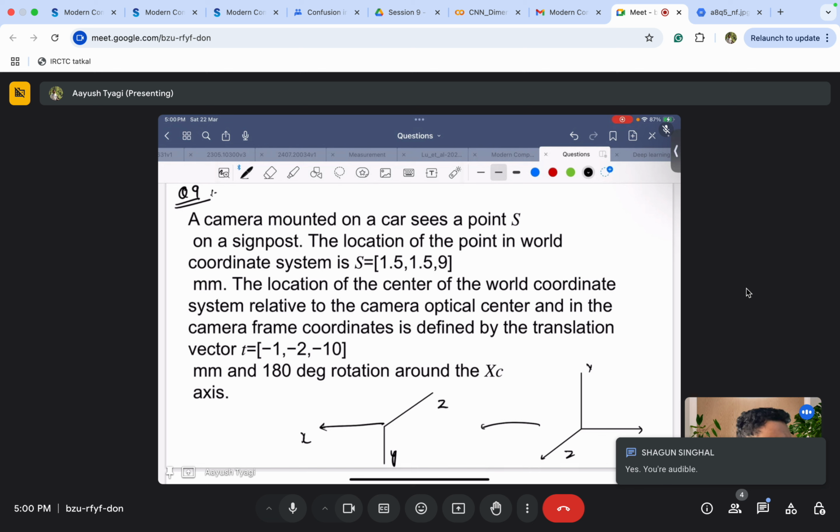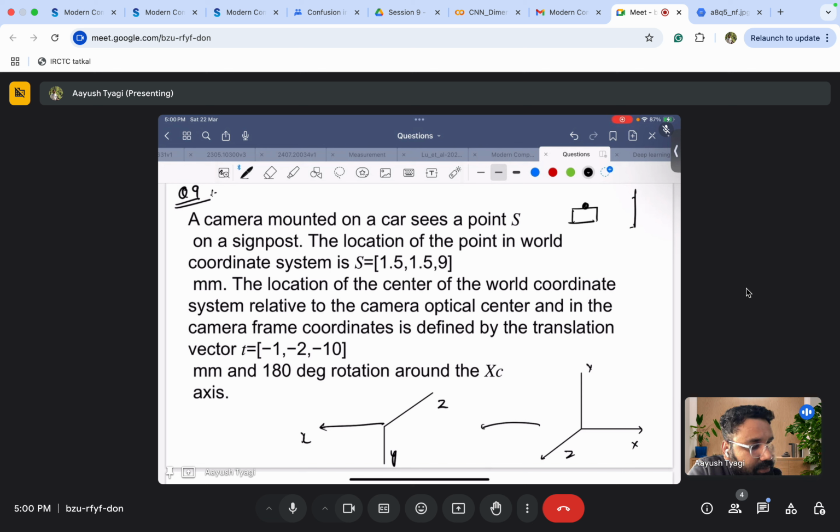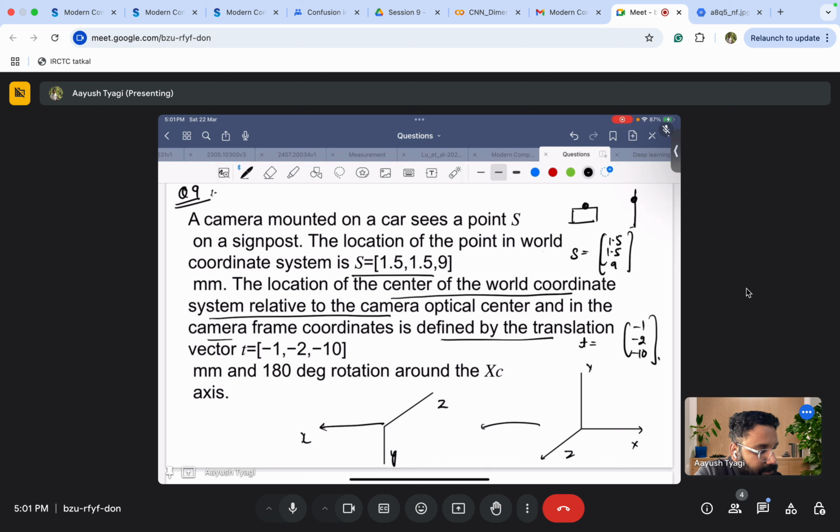So the camera is mounted on a car, right? So maybe there's a car where the camera is mounted on the top. A point S on a signpost. So you have a signpost, there's a point S, right? The location of the point in the world coordinate is this one. So you have a point with coordinates 1.5 and 9, right? The location of the center of the world coordinate system relative to the camera optical center, and the camera frame is translated by t. Basically the translation is given by -1, -2, -10, right? And there is a rotation as well, which is 180 degrees on the horizontal plane.